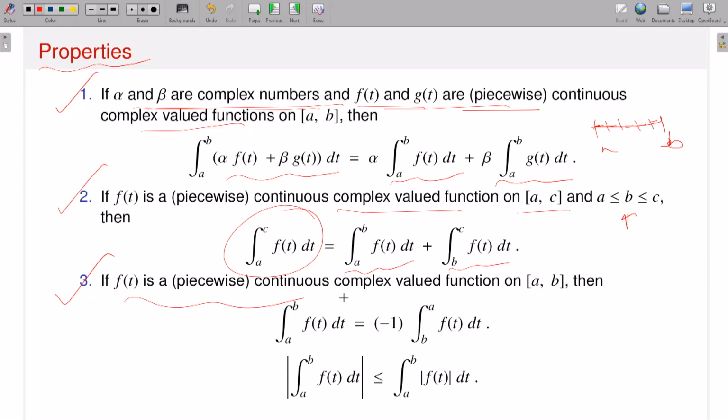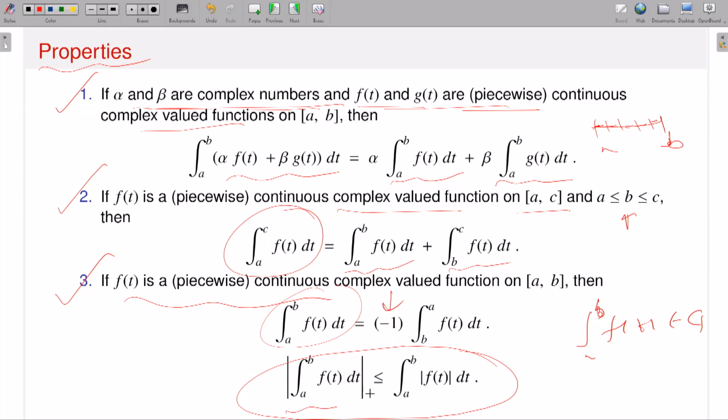Number 3: if f(t) is a continuous or piecewise continuous complex valued function, then, as you have seen in the real case also, if I change the limits from a to b to b to a, there will be a sign change of -1. This property is also true. Since I am dealing with complex valued functions, the integral from a to b of f(t) dt will be a complex number, right?